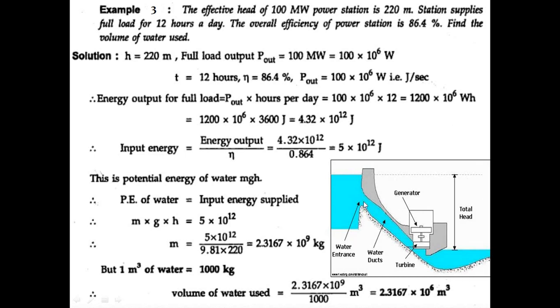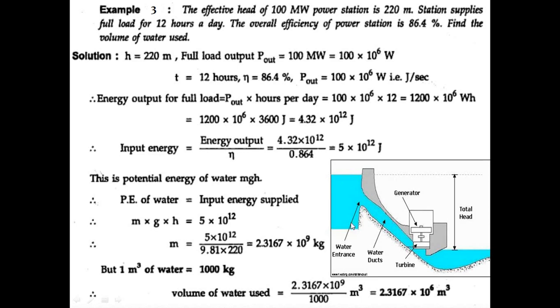See here, the generator is here and the turbine is shown here. That turbine is coupled with the generator, and this total head is 220 meter. The station supplies full load for 12 hours a day. So the load is supplied by the station for 12 hours. The overall efficiency of the power station is 86.4%. Find the volume of water used.